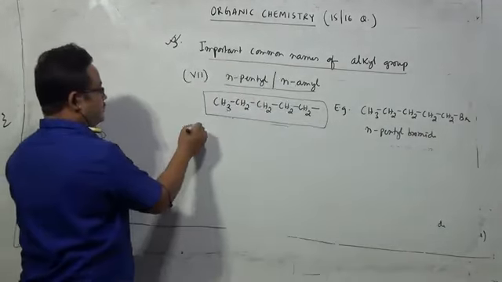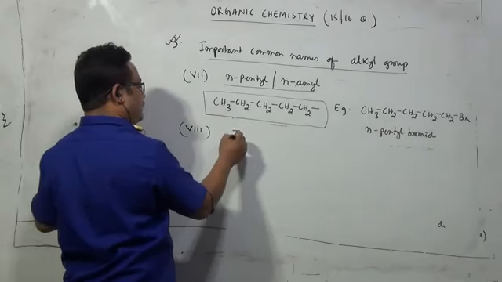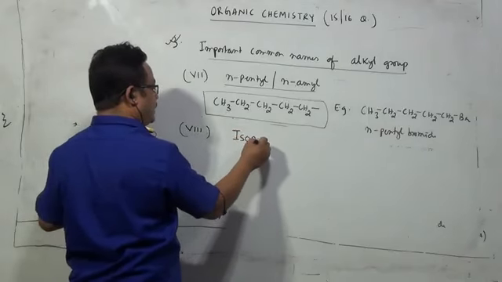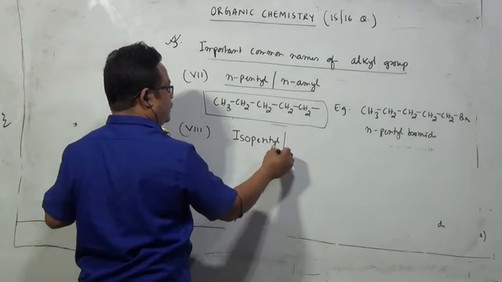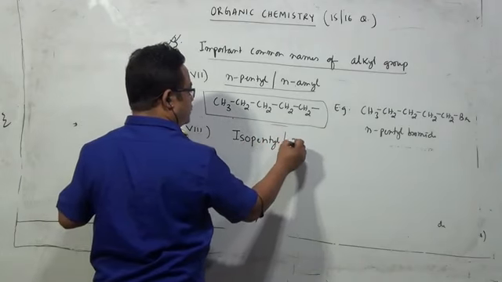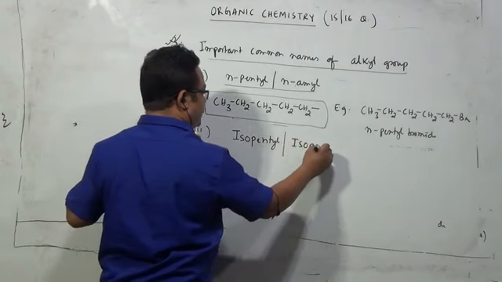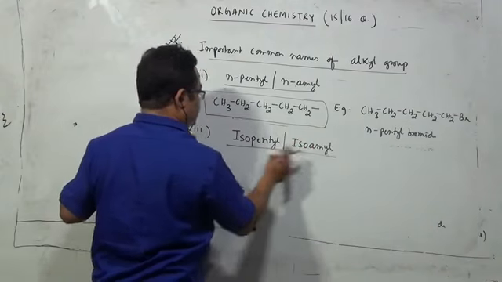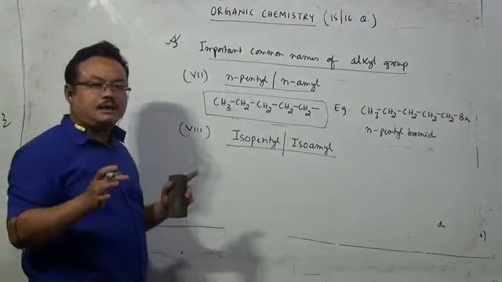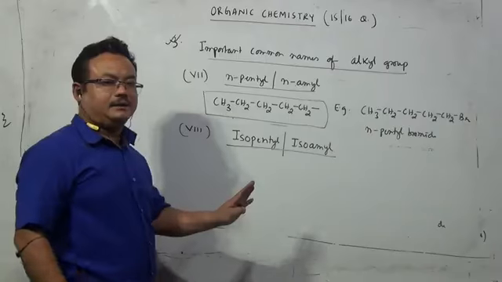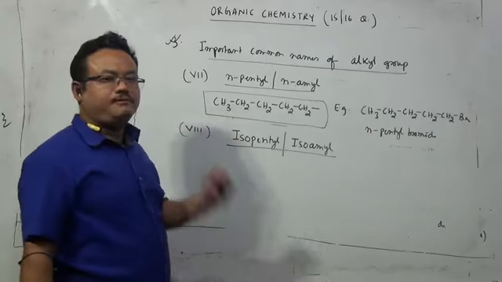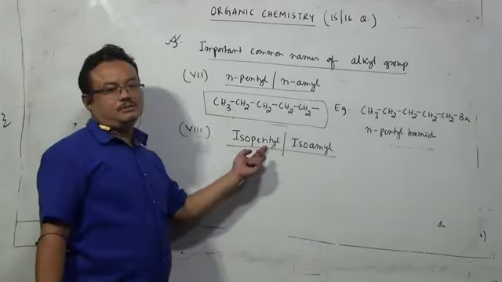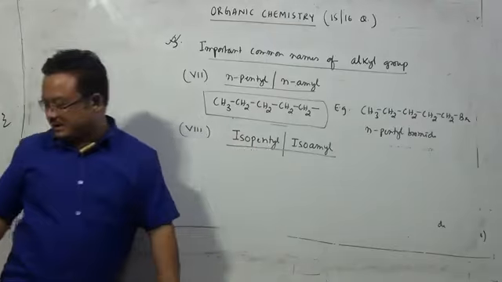The next is isopentyl. Can you draw the structure of isopentyl yourself? I told you that iso means the second carbon carries a methyl group from the left side. The total carbon should be 5 because it is pentyl. Draw the structure of isopentyl. Let us see.